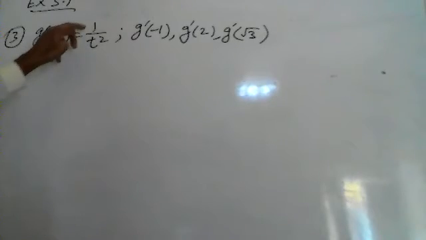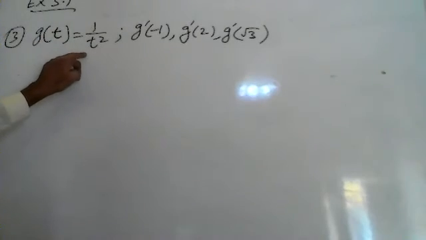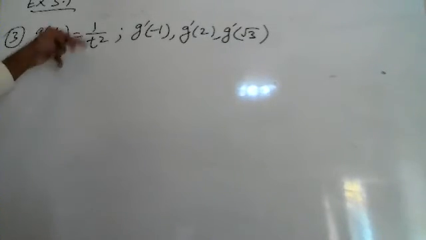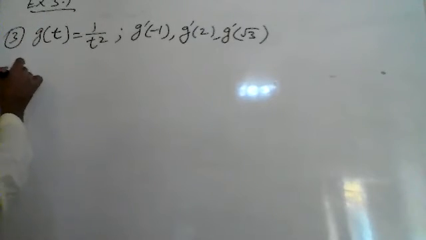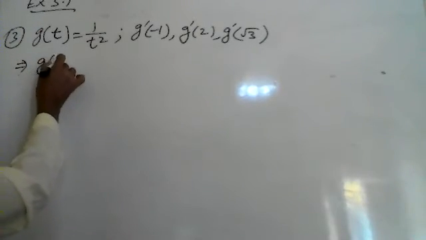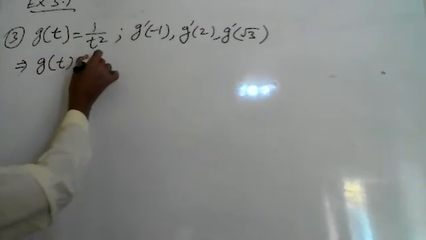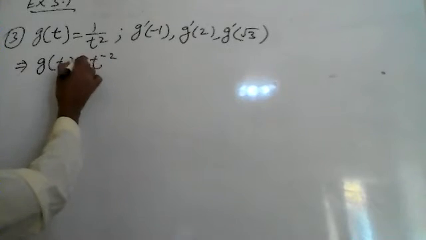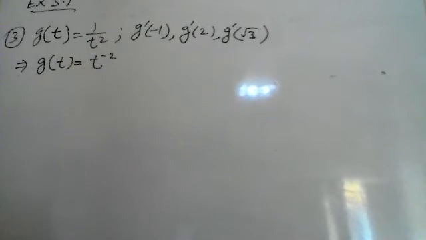So first of all, we don't have this formula. We have the formula u upon v. That will be very difficult. This is a bit difficult. We can solve it easily if we shift this upside. If we simplify, this will become g of t is equal to t raised to power minus 2. 1 over t square will be equal to 1 into t raised to power minus 2. It will become t raised to power minus 2.